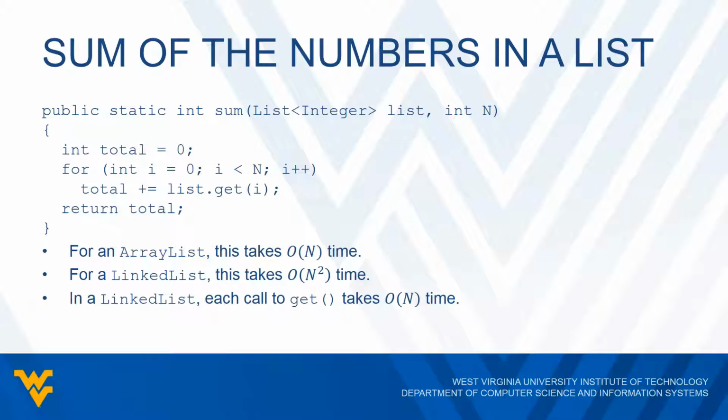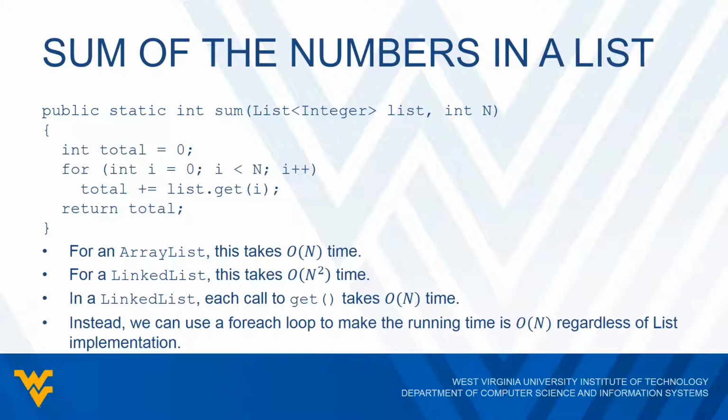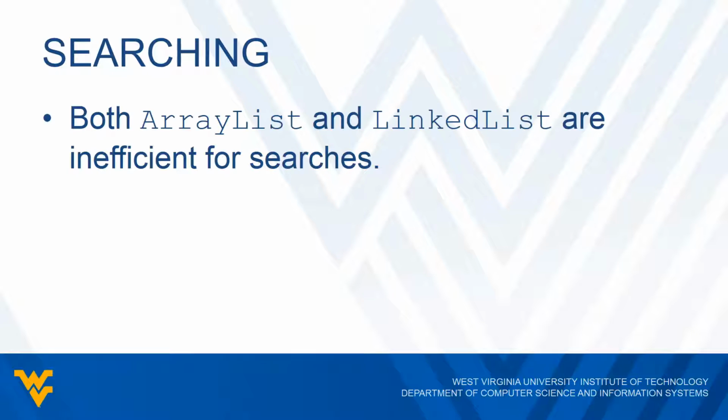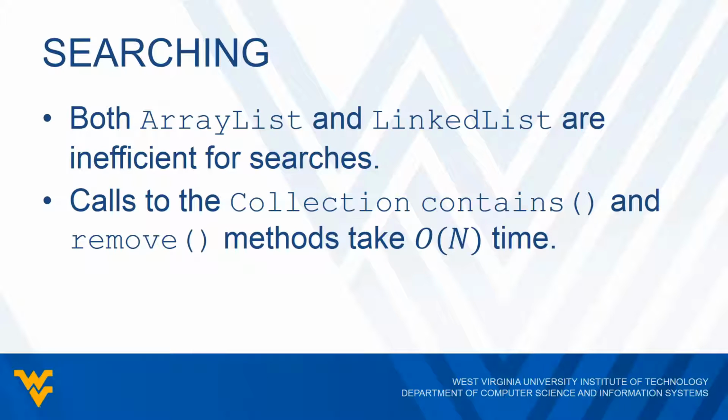Now there is a trick that we could use. We could use a for each loop instead, and this would allow us to have the running time be O of n regardless of whether we use array list or linked list. We should also mention that for both array list and linked list, they're very inefficient with the search methods. If we're using the contains or remove methods from the collection interface, both of them are going to take O of n time. There really isn't anything we can do with it. We just have to use sequential search for both cases.